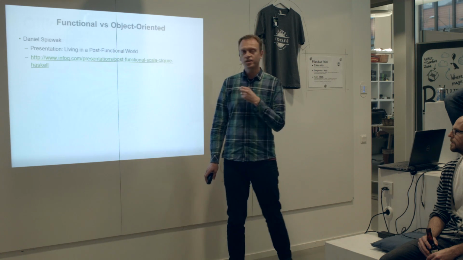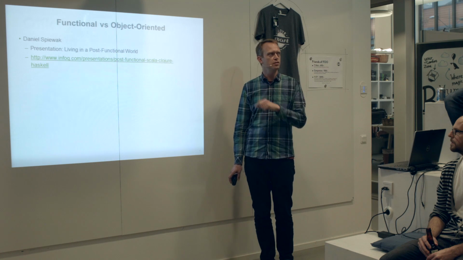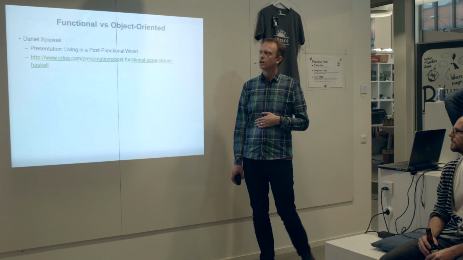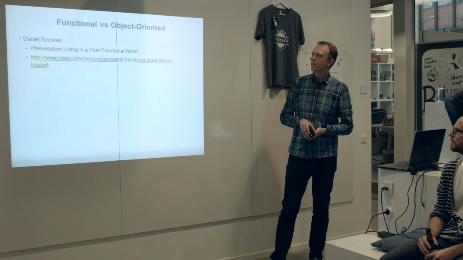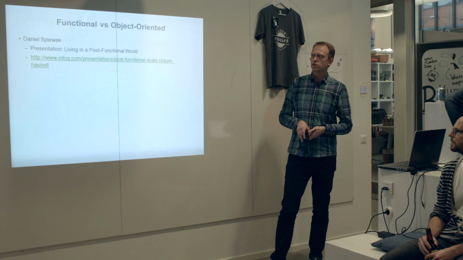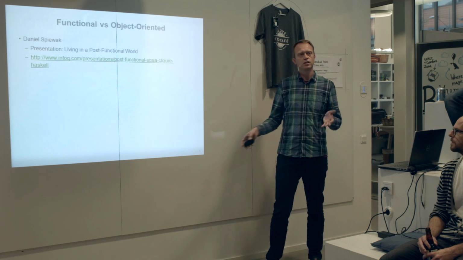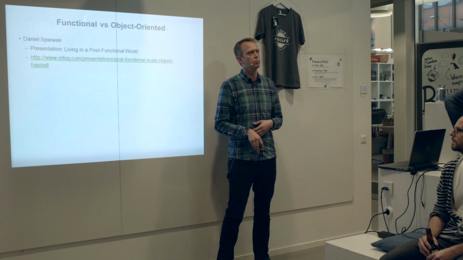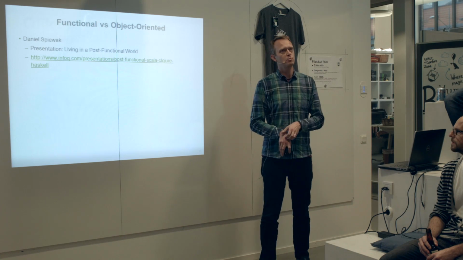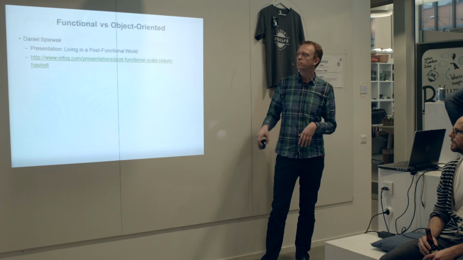But I saw a presentation a couple of years ago. It's still on the internet, and I can really recommend it for those who are interested. It's by a guy named Daniel Spiewak. I'm not sure where he's from, but this presentation is good. He talks about what happens in the borderline between object-oriented and functional languages, and he takes a very pragmatic approach to this whole paradigm thing.